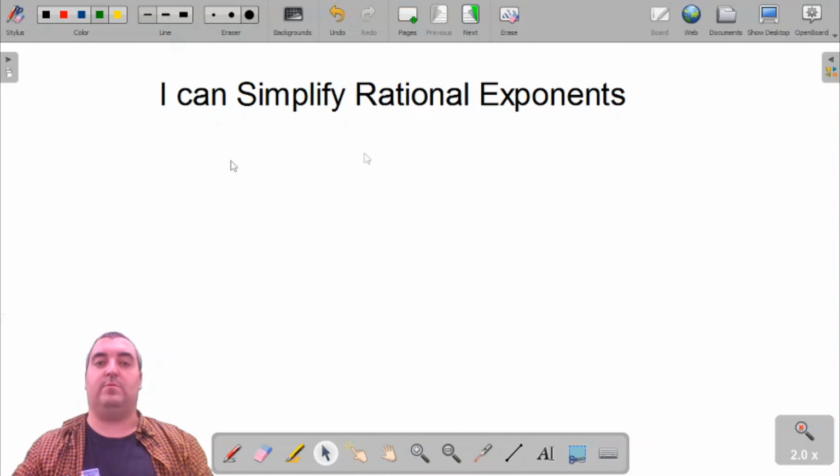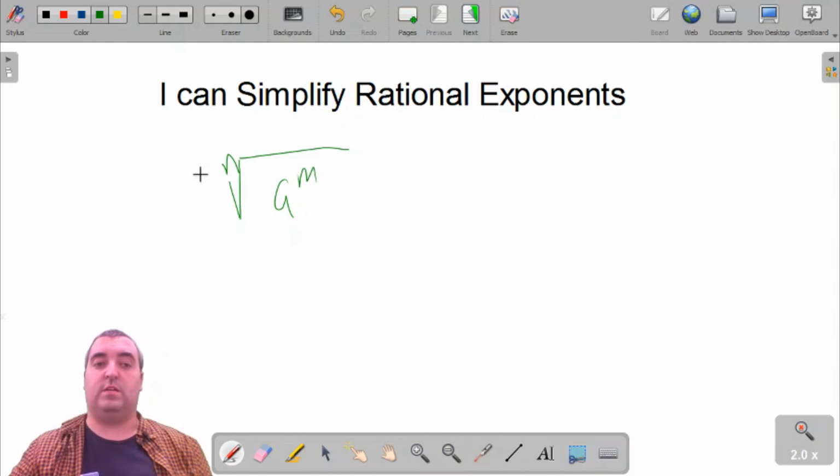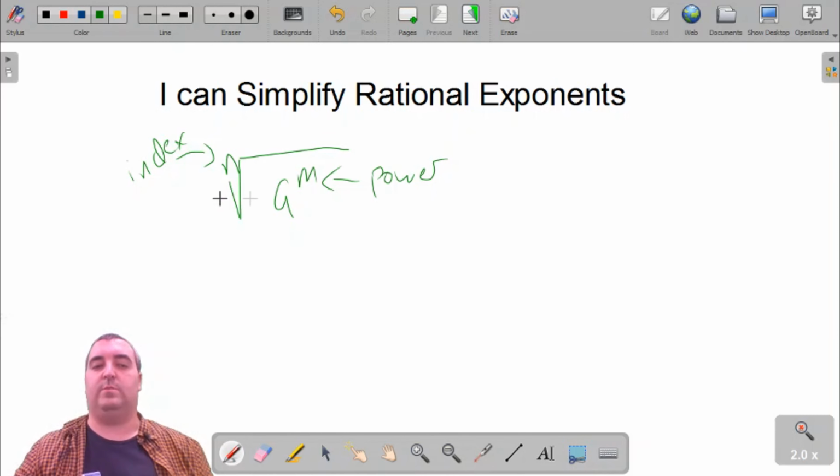Today we're going to talk about simplifying rational exponents. Before we get into that though, we're going to do a little bit of review of just nomenclature, if you will. So if we have an nth root here, this we would call the index, and this is still the power, okay? So you'll see me talk about the index and then sometimes throw in the power.